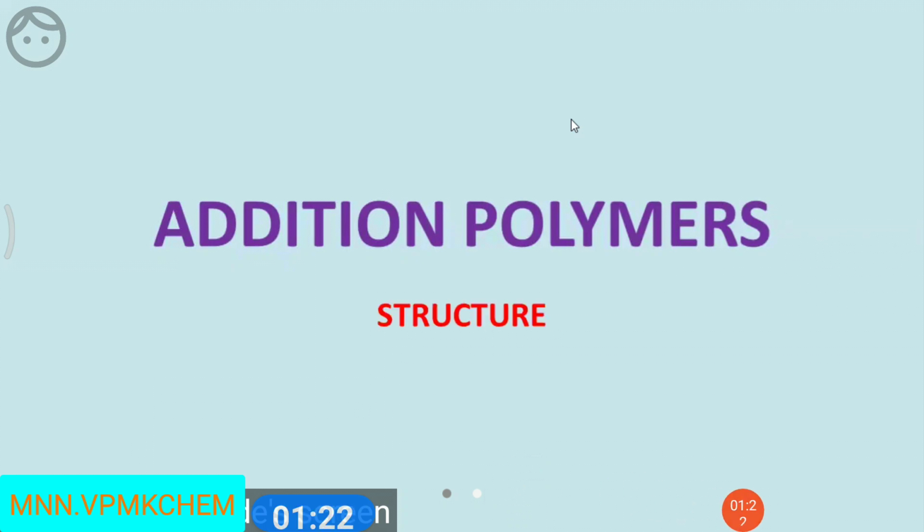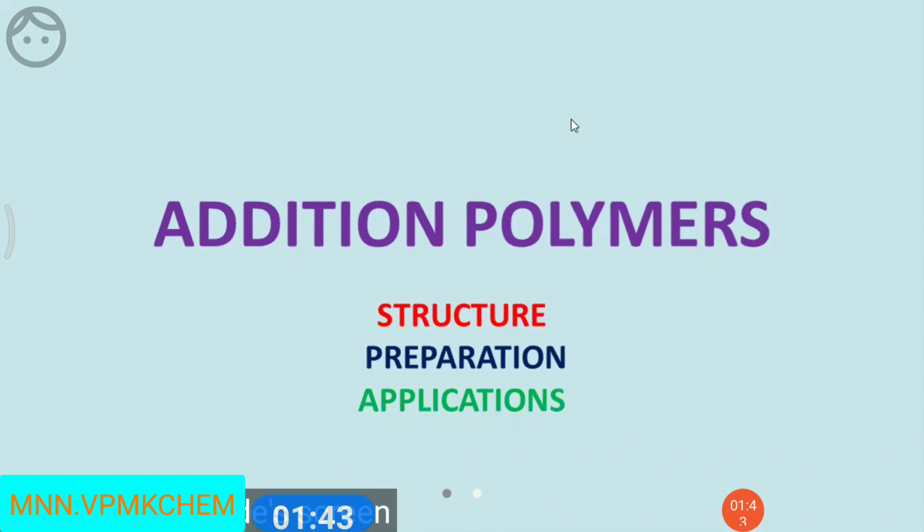Here we are going to discuss these addition polymers on three important points. First is the structure of a particular addition polymer, how that addition polymer is prepared, or we can say the reaction for the preparation, and the application of that addition polymer. Here we are going to discuss the addition polymers in which the monomer used is either ethylene or a derivative of ethylene.